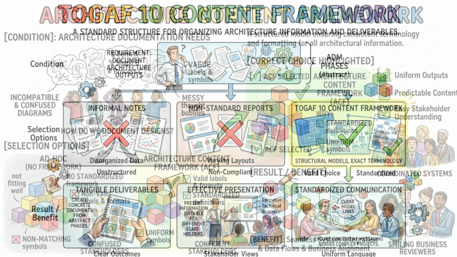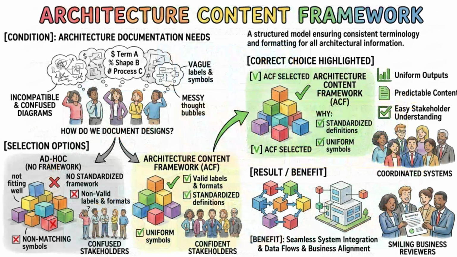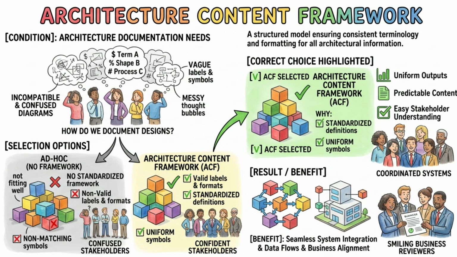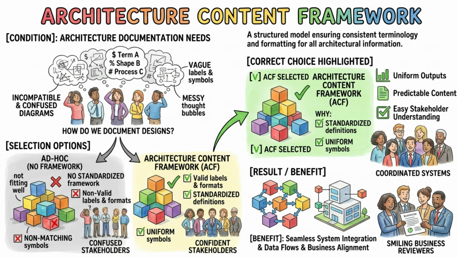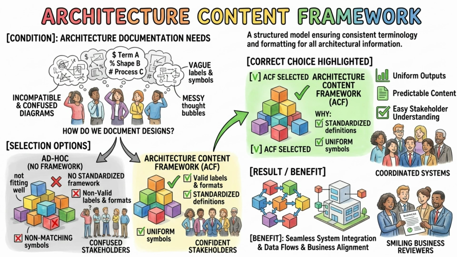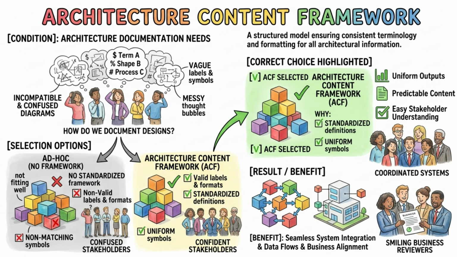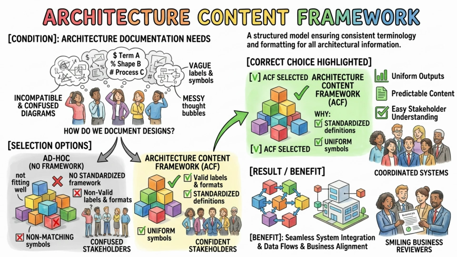The architecture content framework provides a structural model for architectural information, ensuring that every project uses the same language and formatting. Without a standardized framework, different architecture teams within the same company might document their designs using entirely different terms and diagrams. This inconsistency creates massive confusion when trying to integrate systems across various departments. On your exam, remember that the content framework ensures all architectural outputs are uniform, predictable, and easy for business stakeholders to understand.